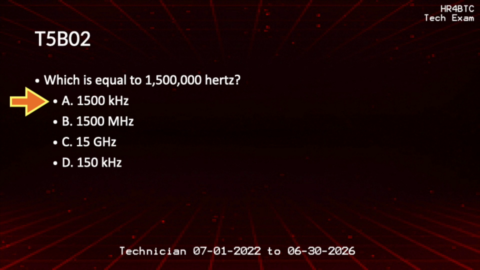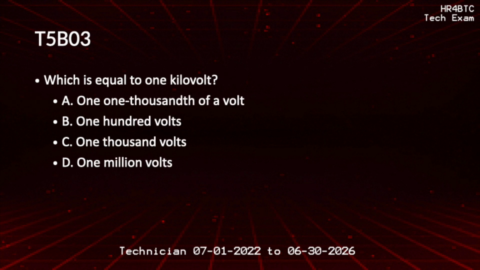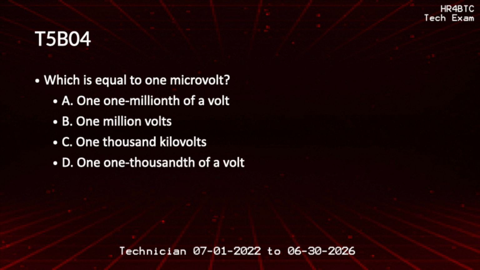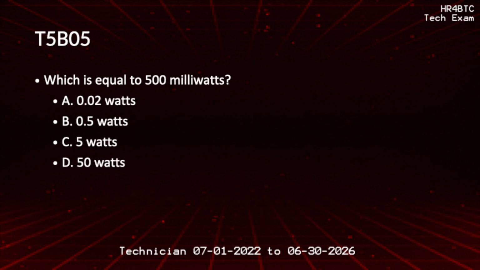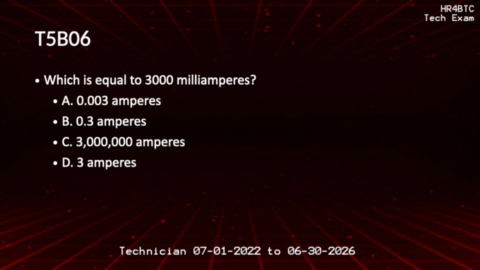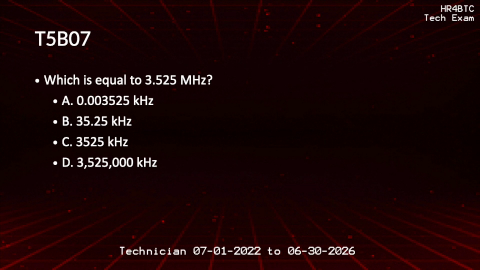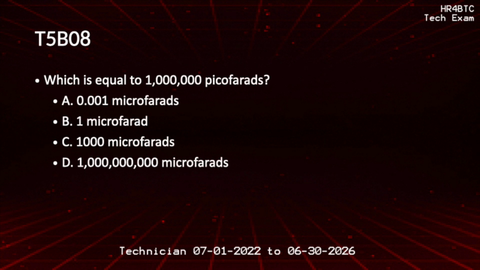1,500 kilohertz, which is equal to 1 kilovolt. 1,000 volts, which is equal to 1 microvolt. 1/1,000,000th of a volt, which is equal to 500 milliwatts. 0.5 watts, which is equal to 3,000 milliamperes. 3 amperes, which is equal to 3.525 megahertz. 3,525 kilohertz, which is equal to 1,000,000 picofarads.